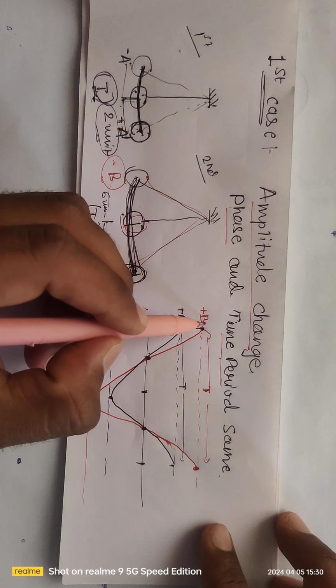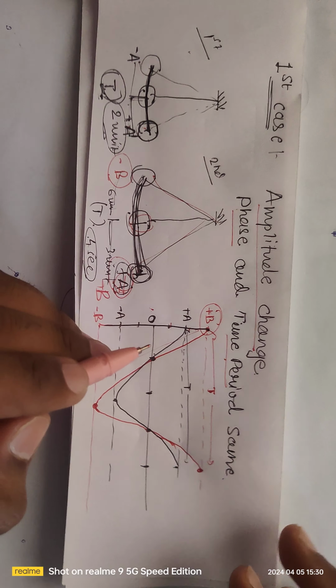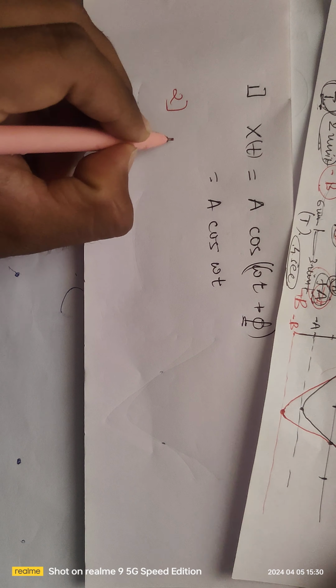For the second case, this with red pen. Our equation will become x(t) = b cos(ωt + φ). Same situation, φ is equal to 0, b cos ωt. Now in the second case, we will change the phase constant, while amplitude and time period will remain the same.